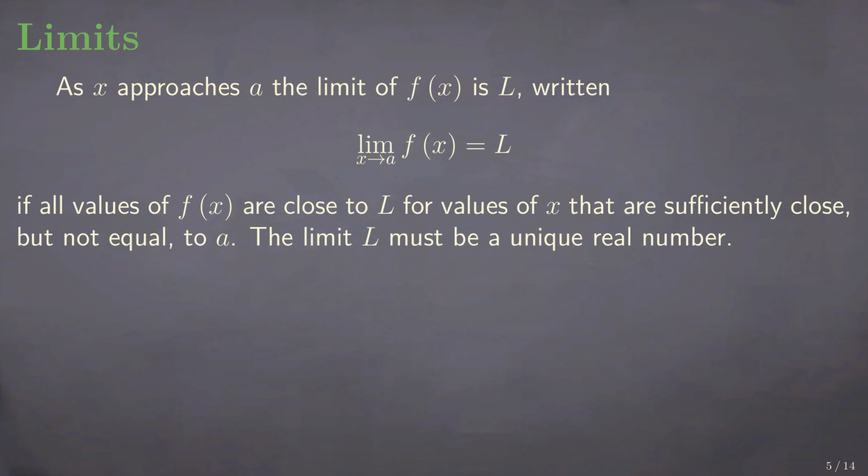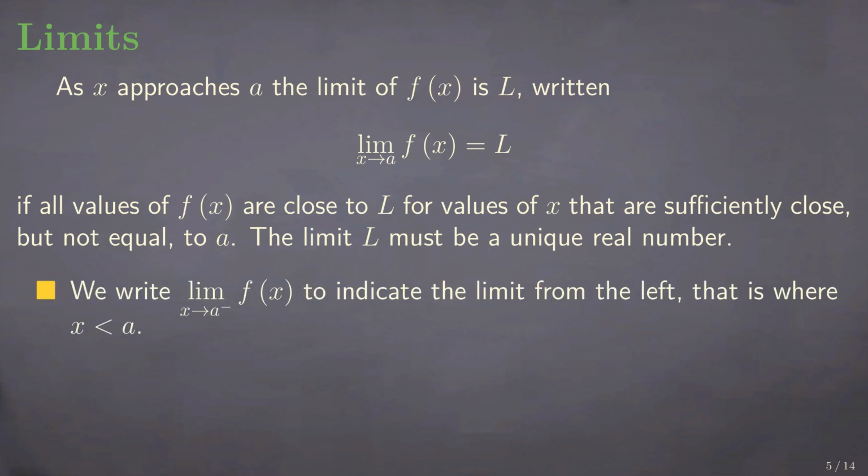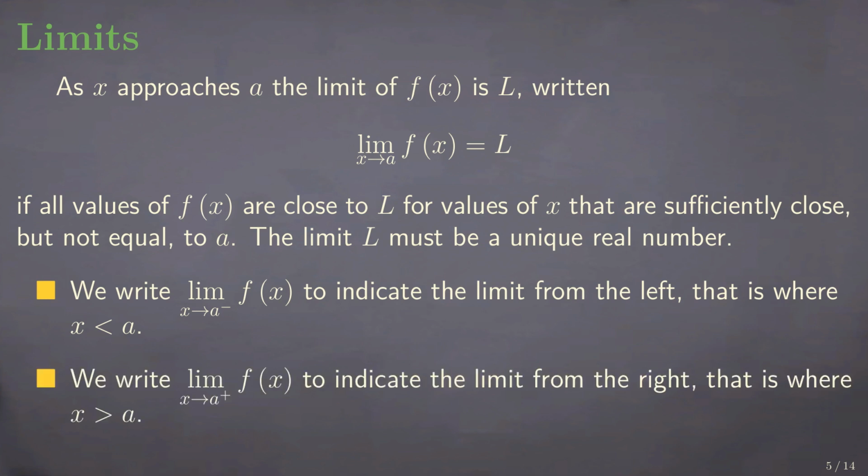If all values of f are close to L for values of x that are sufficiently close but not equal to a, we write the limit of f of x when x tends to a is equal to L. And so we define the left-hand limit, as x tends to a from the left, written with a subscript minus, that is where x is less than a. And similarly, we have the notion of right-hand limit, where the limit is taken from the right, where x is always greater than a.